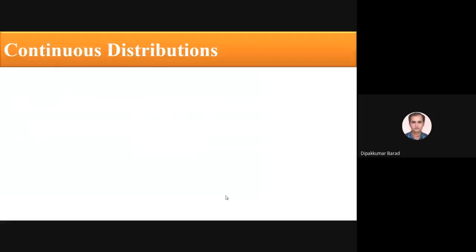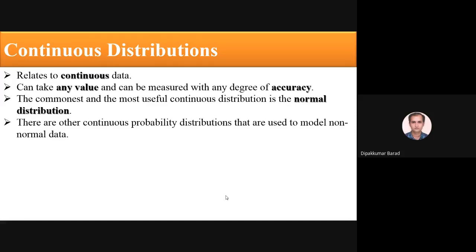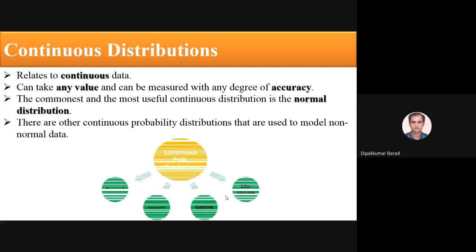Okay, in previous sessions we have discussed the normal distributions. So first of all, we start with a summary of what we have discussed in previous sessions. The normal distribution is a continuous distribution, and there are four types of continuous distributions: normal, exponential, gamma, and chi-square.